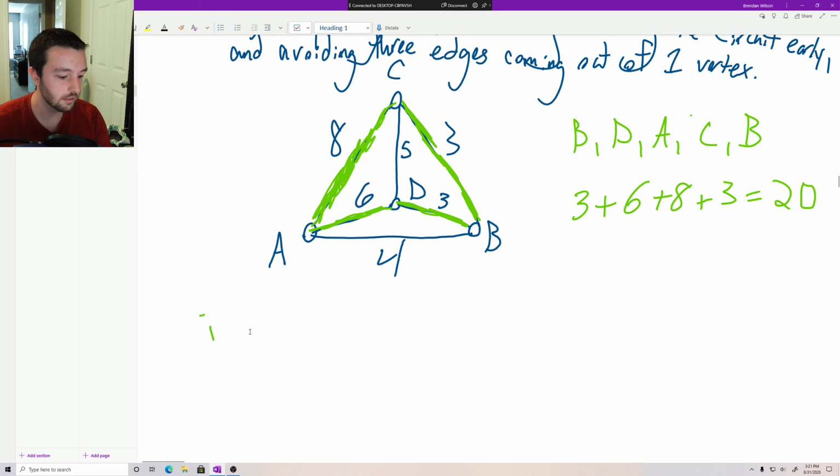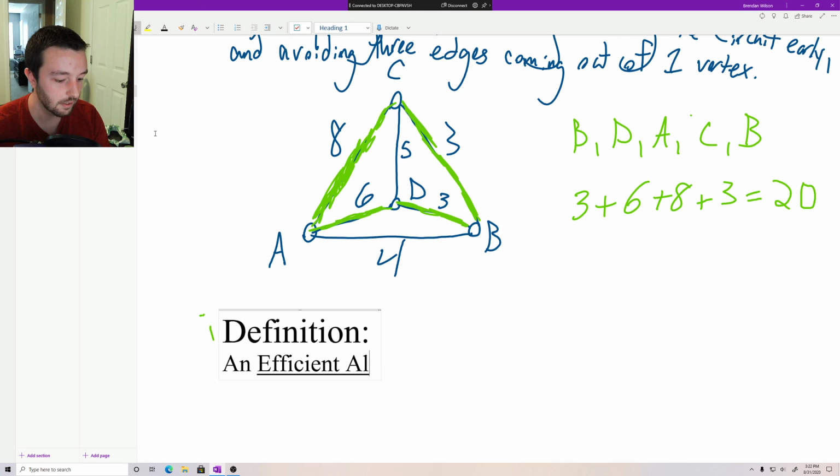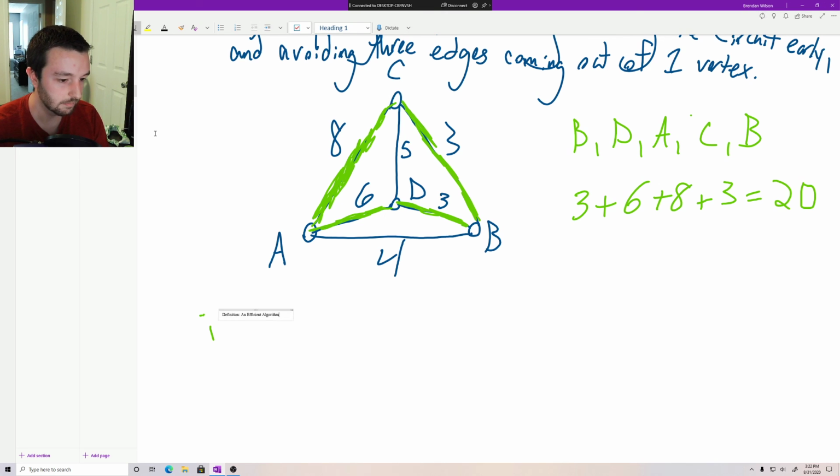All right. Wait, let's make it way bigger than that. Okay, so definition. Maybe a bit smaller. And efficient algorithm. Whoops.